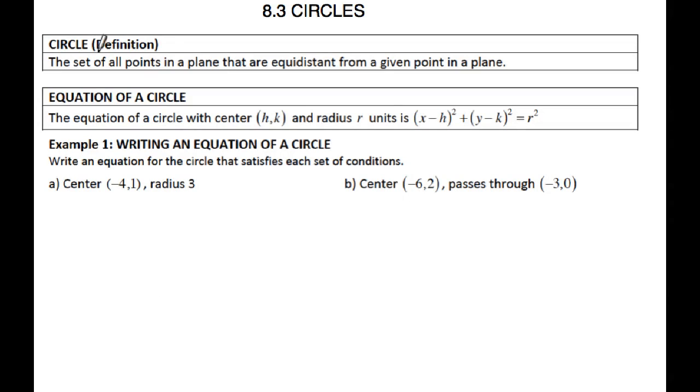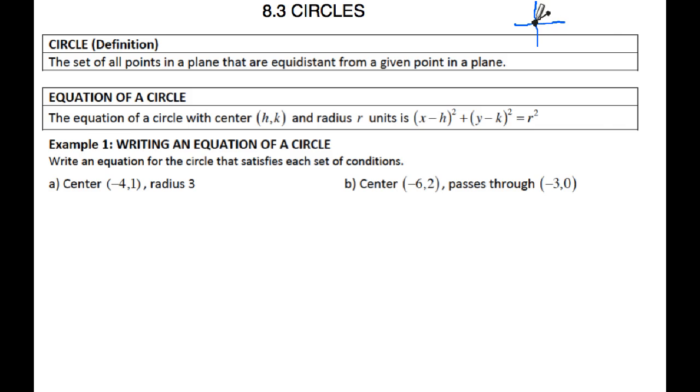So your official definition of a circle is the set of all points in a plane that are equidistant from a given point in a plane. So let me go ahead and draw a visual representation for this. So here's my coordinates, x, y. I'm going to put my given point at the origin, and I want to find the set of all points that have the same distance from this point. So let's say I want to use this distance.